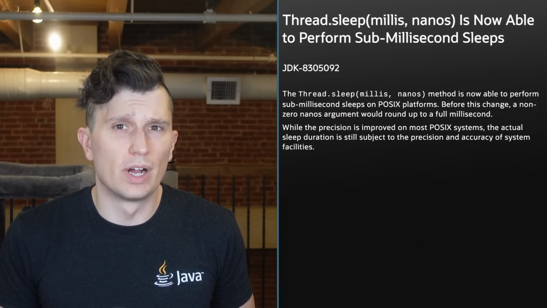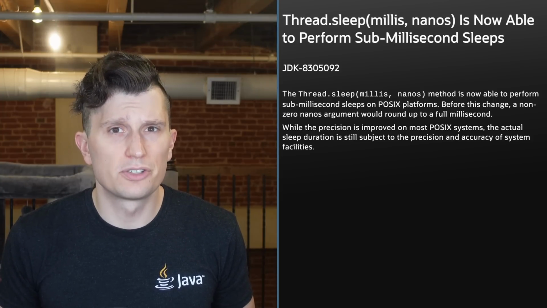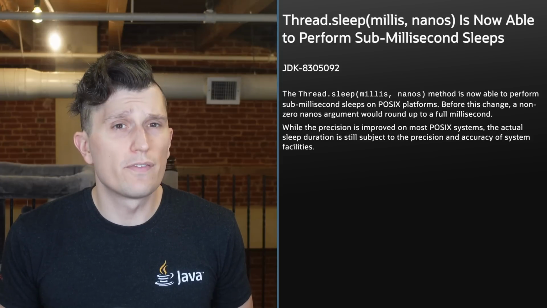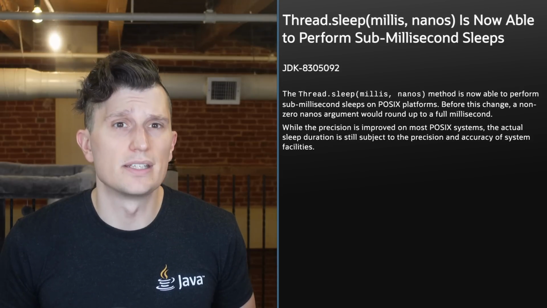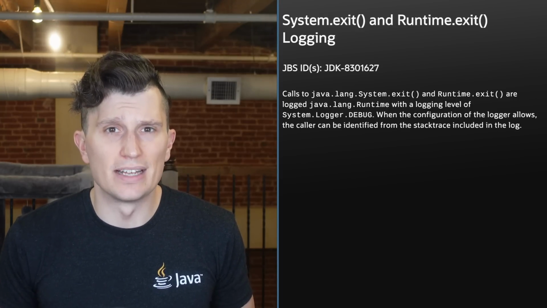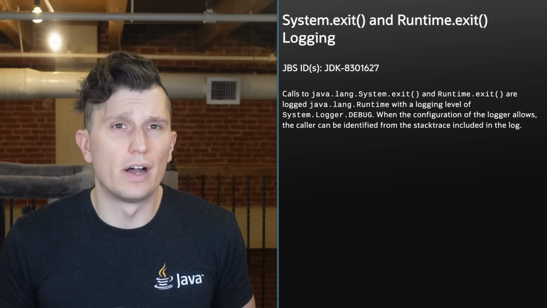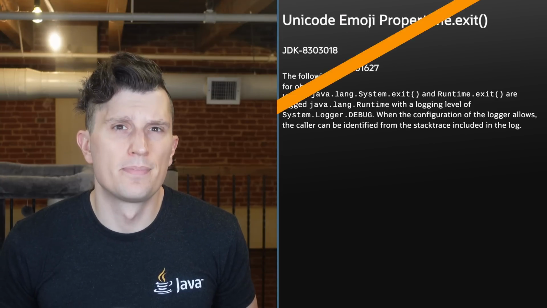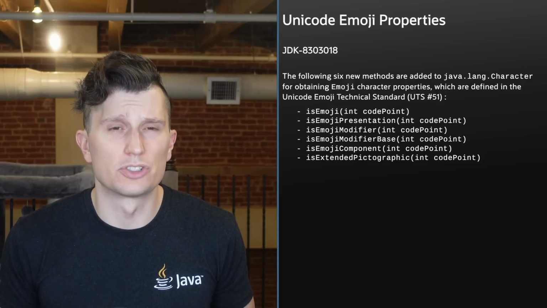Let's now switch to some of the minor new features coming in JDK 21. Processes started by Runtime.exec and ProcessBuilder can now be enabled to log the command, arguments, directory, stack trace, and process ID. Logging of the information is enabled with the logging level of java.lang.ProcessBuilder debug or trace. Calls to java.lang.System.exit and Runtime.exit are logged to the logger named java.lang.Runtime with a logging level of System.Logger.Level.DEBUG.